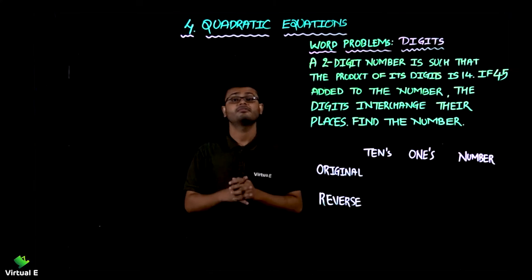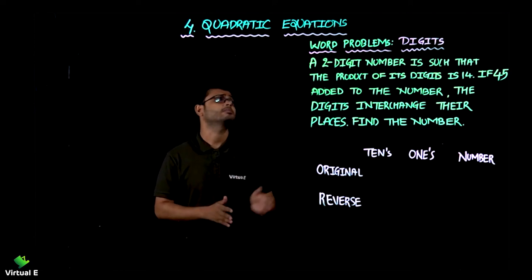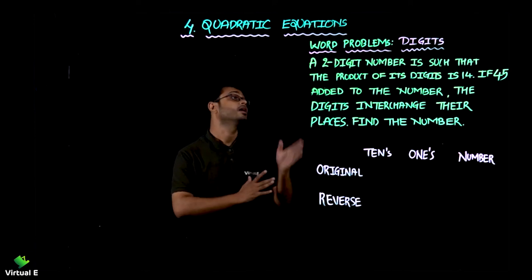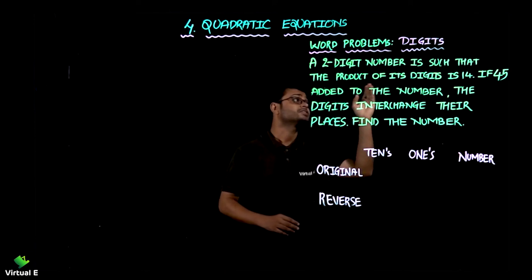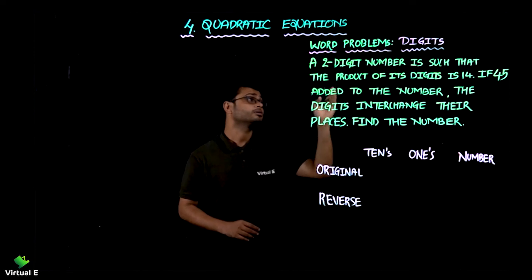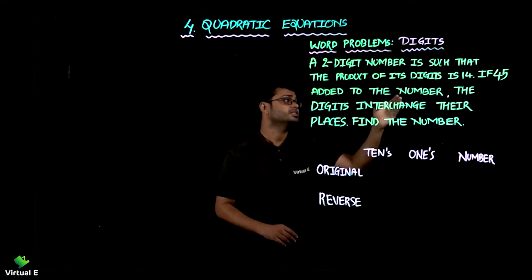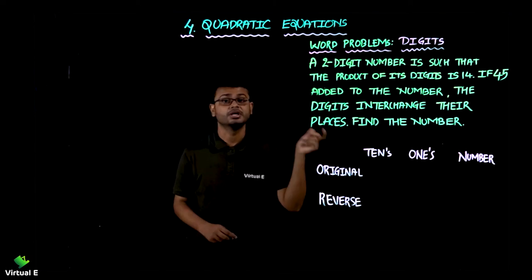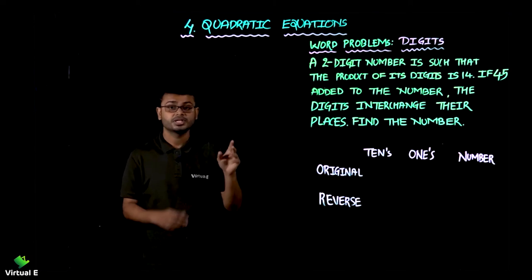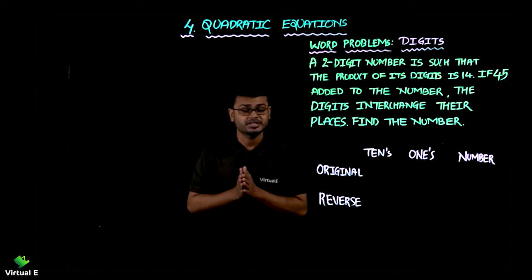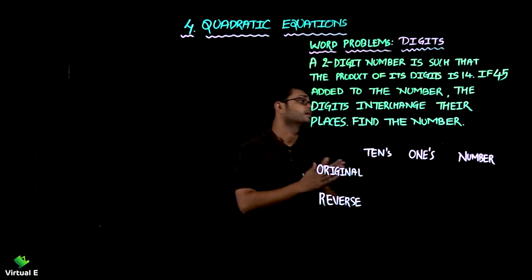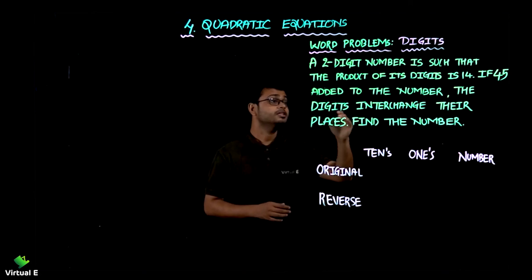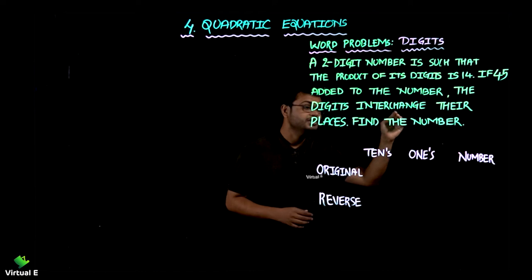In this session, we are going to discuss word problems related to digits and numbers. Let's read the question first. A two-digit number is such that the product of its digits is 14. This is the first condition. A two-digit number has two places, ones place and tens place. Then, if 45 is added to the number, the digits interchange their places.